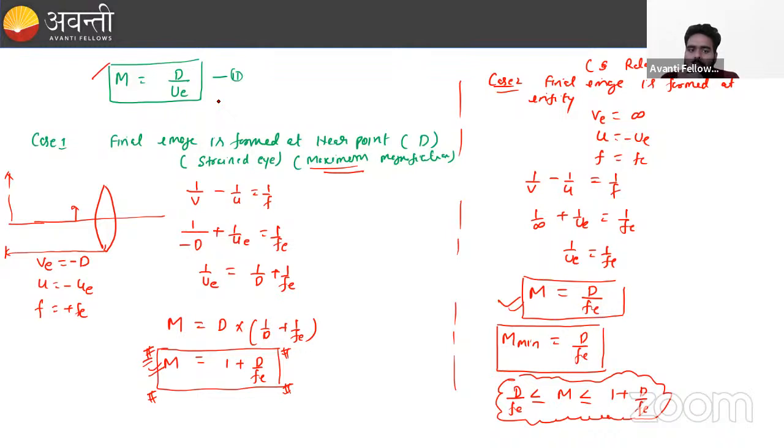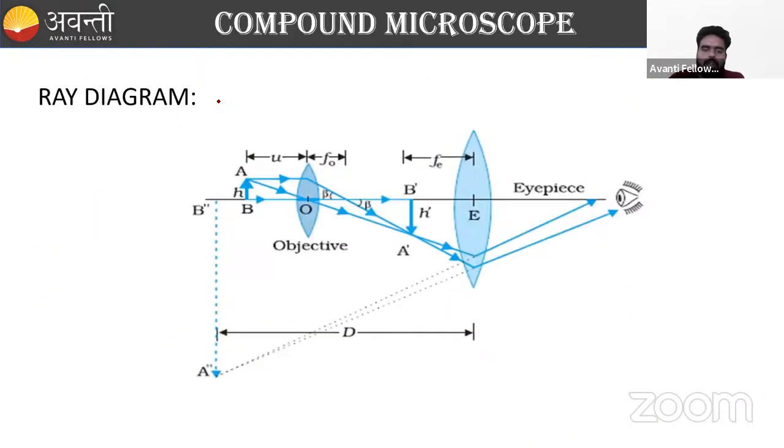In order to improve the magnification of the microscope, we are going to use multiple lenses, correct? This type of microscope, which gives a higher value of magnification, is known as the compound microscope. The next one is our compound microscope. As I discussed, we use more than one lens. The lens placed nearer to the object is known as the objective lens, and the one placed close to the eye is our eyepiece or eye lens.